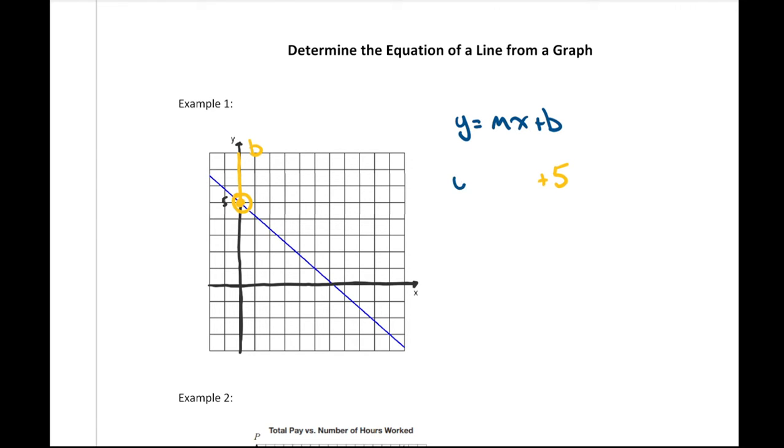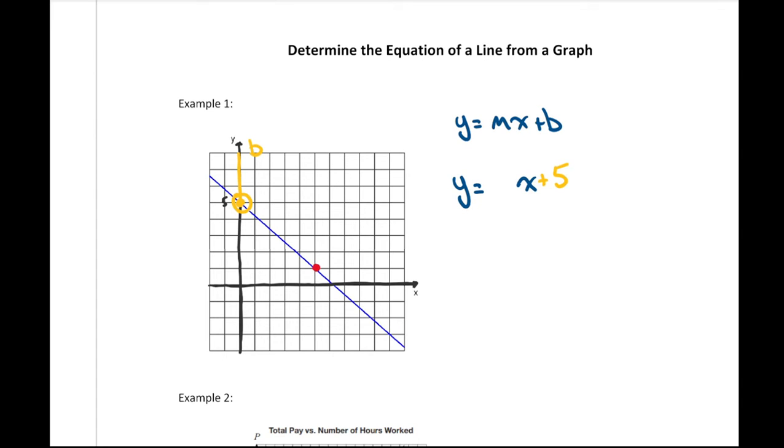So I know so far it'll be y equals something x plus 5. Now in order to figure out the multiplier, we've dealt with this type of situation before. We could find some nice points. So we have our b value already. If I follow the line and see where's a nice point, I find one right there.